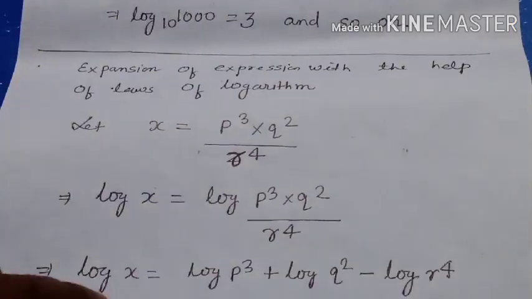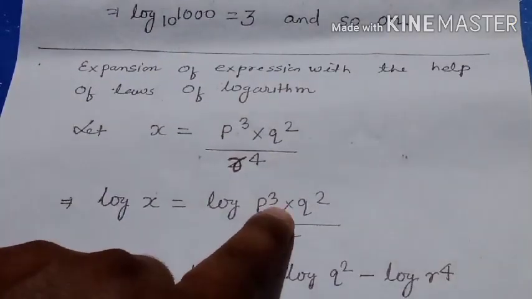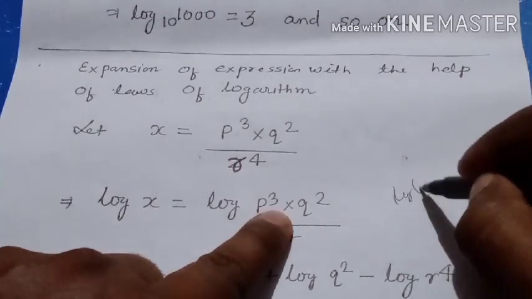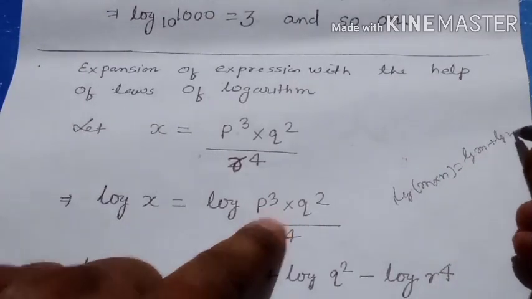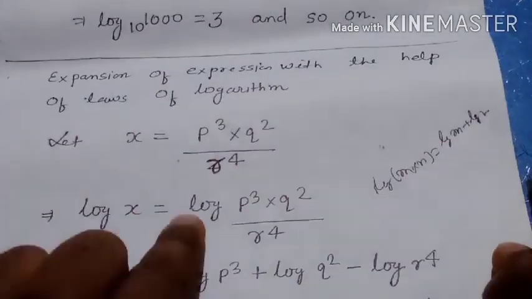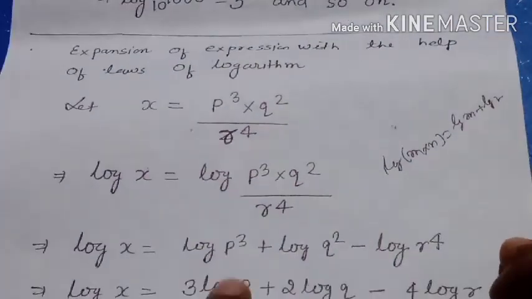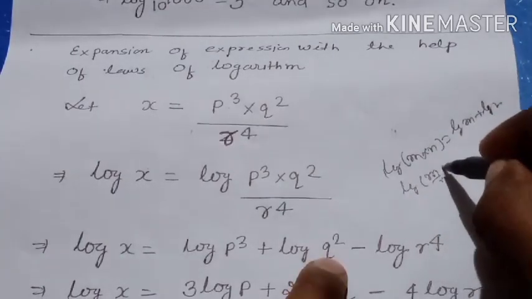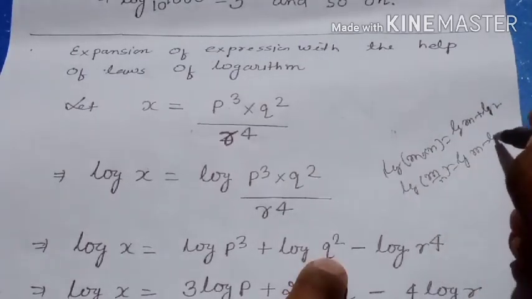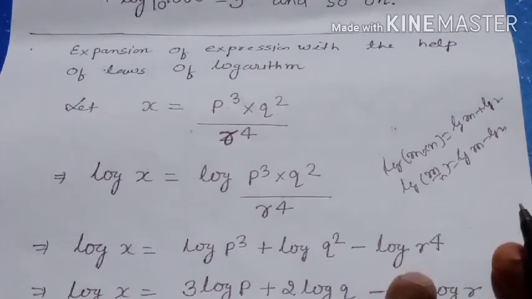So log x is equal to log of p cubed into q squared divided by r to the power 4. Log x is copied as usual, and when multiplication is there, we already know that log m into n is equal to log m plus log n. So here log of p cubed into q squared will become log p cubed plus log q squared, and you already know that log m by n is equal to log m minus log n. So this r to the power 4 will become minus log r to the power 4.